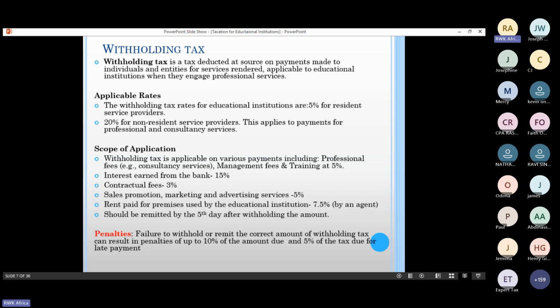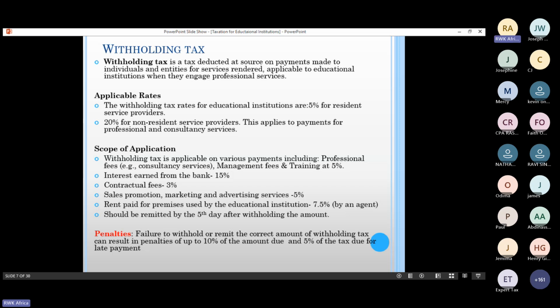Then we have sales promotion, marketing and advertising services. The rate is 5%. If you have done marketing for your institution, for that service you're supposed to withhold 5% and remit to KRA. Then we also have rent. If your institution has rented a place and KRA has appointed you as an agent to withhold, for the rental income you're supposed to withhold 7.5%. So before you pay the landlord the entire amount, you withhold 7.5% and pay that to KRA.